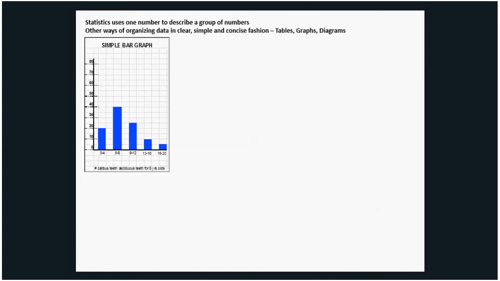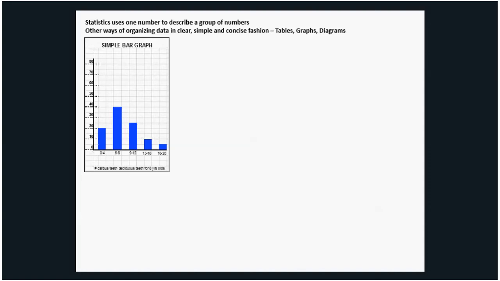One of the ways to do this is to utilize a table, a graph, a diagram, something like that. That makes it simple and concise. It's easier for your reader, or the people that you are justifying your research to, to take a look, and very easily and quickly they get a good idea of what your research results have come up with.